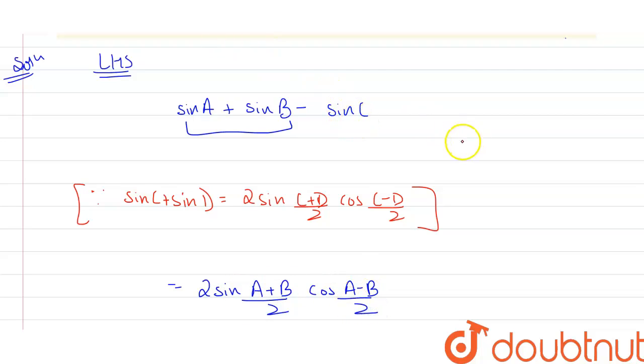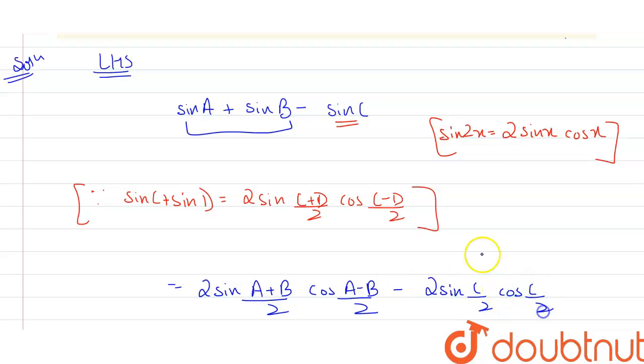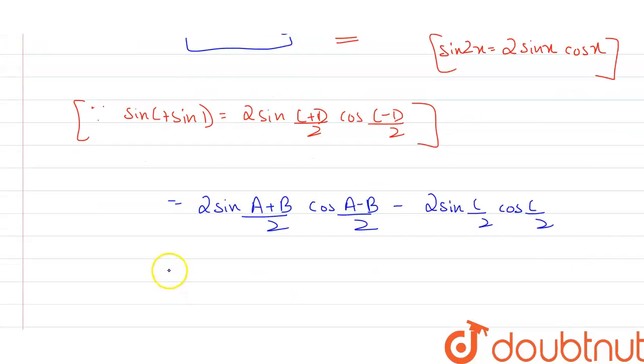First of all, we know that sine of 2x equals 2 sin x cos x. If I use the half angle for the sin C value, this can be written as minus 2 sin C by 2 and cos of C by 2, because we just take half of the angle. There is a 2x and here it is C. After this, I can write the first part as sine of (A plus B) by 2.